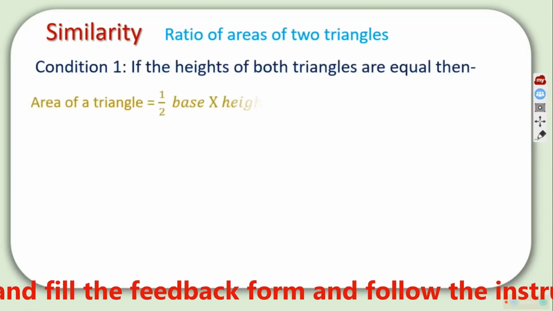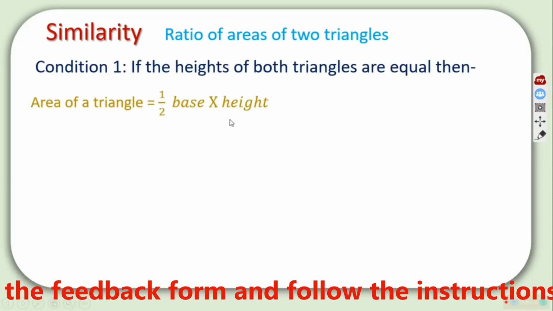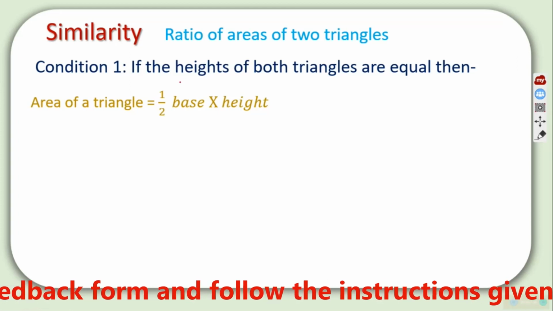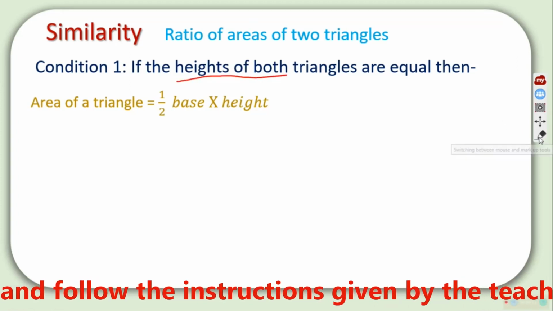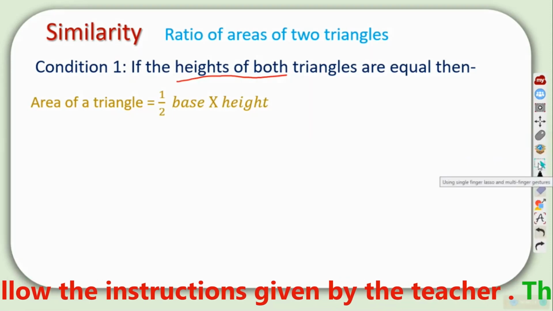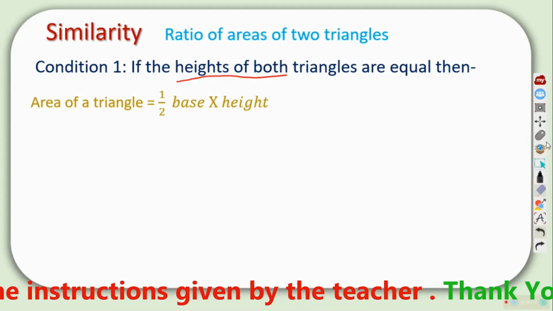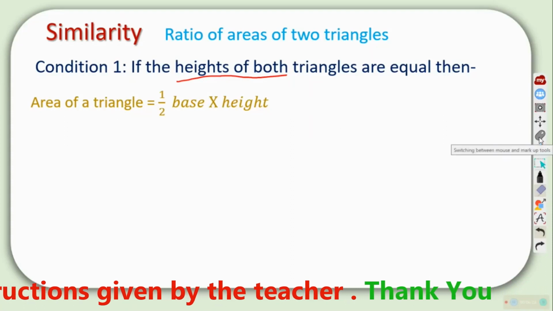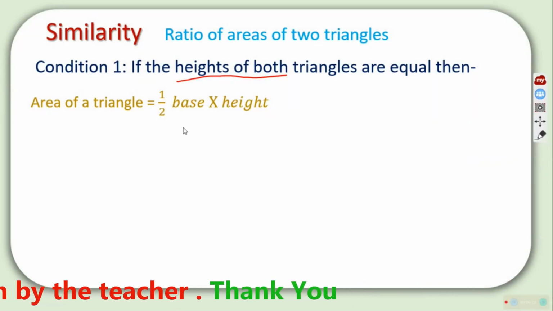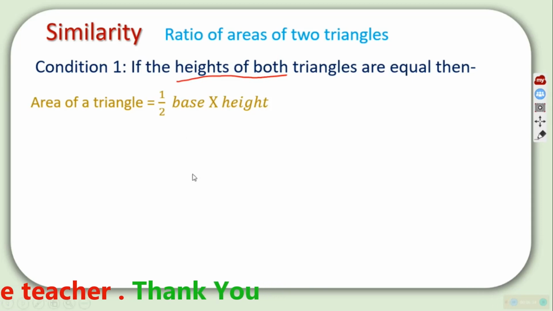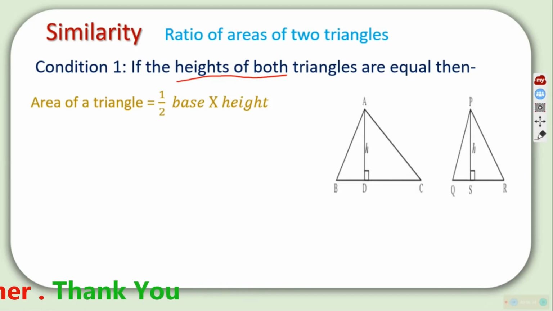Here we are going to get a condition. If the heights of both triangles are equal, then what will happen? That is the question. If heights are equal, what will happen? Then we have to write the formula, same again, half base into height, and there are two triangles. Height of both triangles are equal.